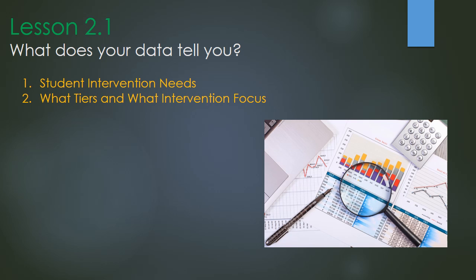In lessons 1 through 1.5, we set up the contextual framework for developing MTSS systems for your school. Now we will explore what steps are necessary to implement your school's MTSS systems. The first step in implementing MTSS in your school is to look at what your data is telling you. Looking at your data will help you identify what student intervention needs are and what level of tiers of support the intervention should focus on.